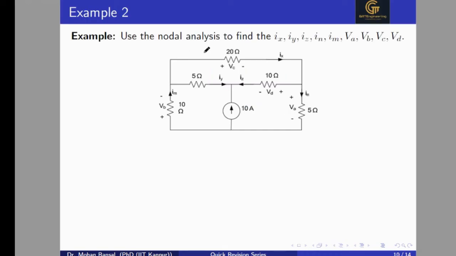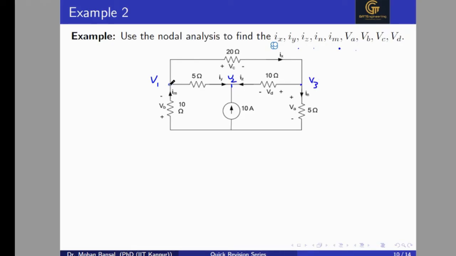Now we will see another example. In this example, we have to find a lot of things: Ix, Iy, Iz, In, Im, Va, Vp, Pc, and Vd. A lot of terminologies, currents and voltages, that we have to compute. So we consider three nodes: V1, another node V2, and the potential at the third node is V3.